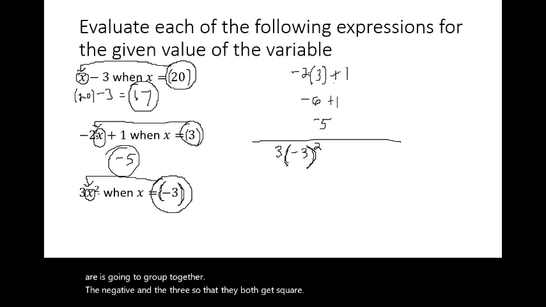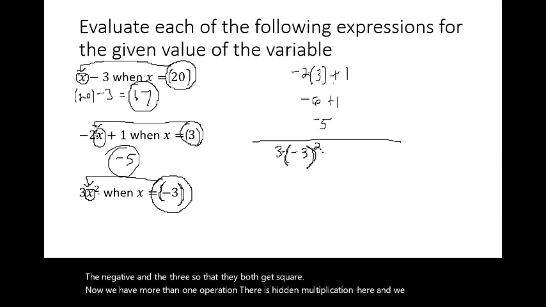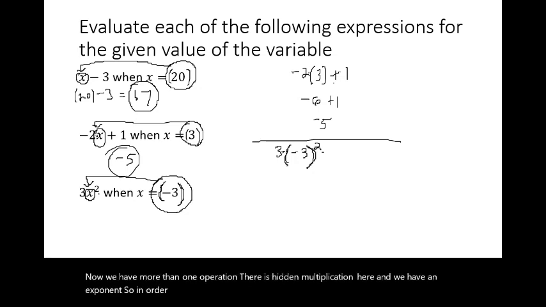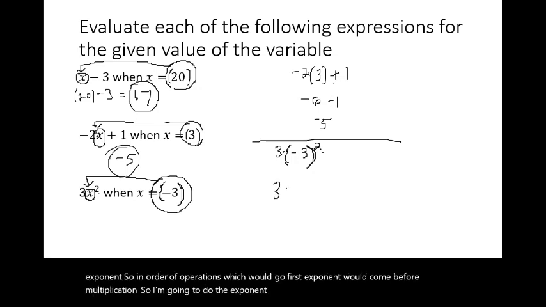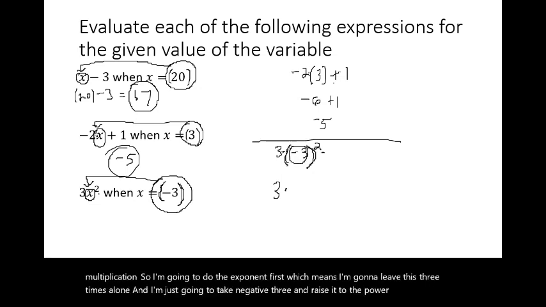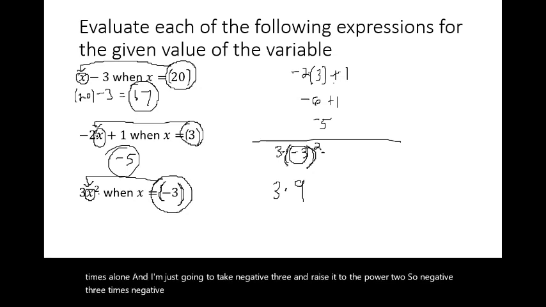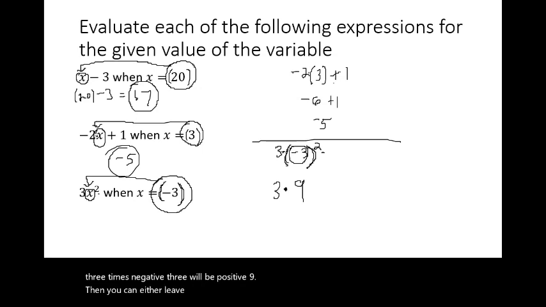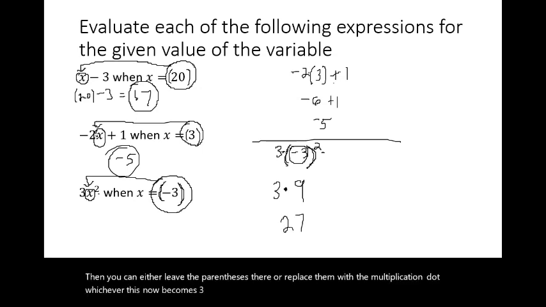Now we have more than one operation. There is hidden multiplication here, and we have an exponent. So in order of operations, which would go first? Exponent would come before multiplication, so I'm going to do the exponent first, which means I'm going to leave this 3 times alone, and I'm just going to take -3 and raise it to the power 2. So -3 times -3 will be +9. Then you can either leave the parentheses there or replace them with the multiplication dot, whichever. This now becomes 3 times 9, which is 27.